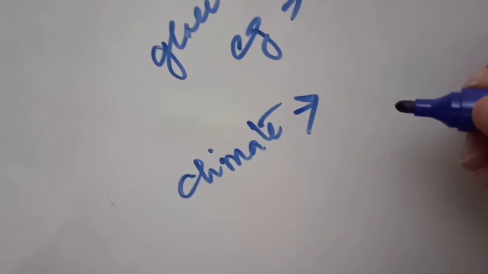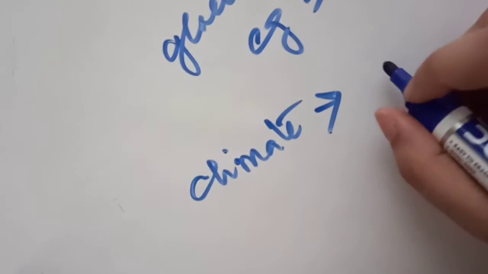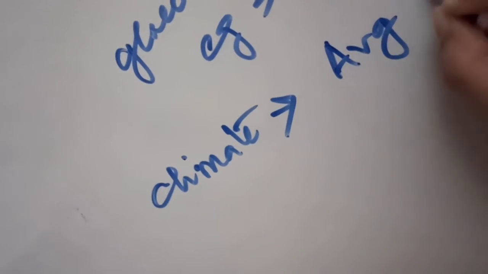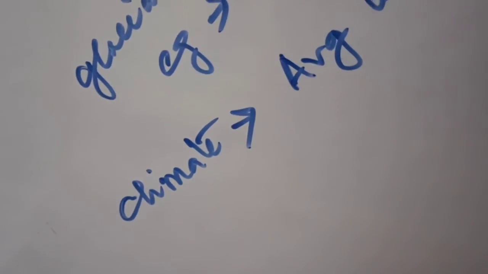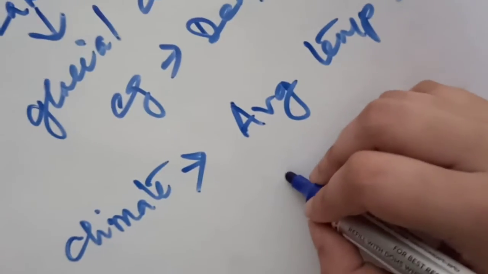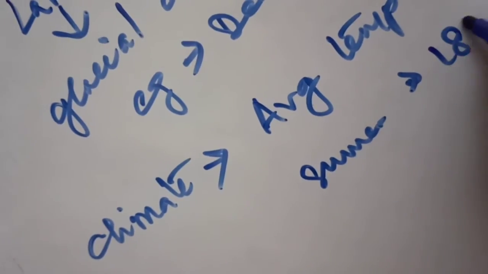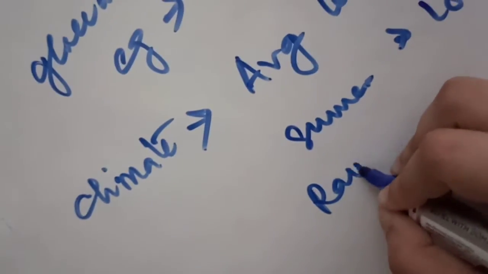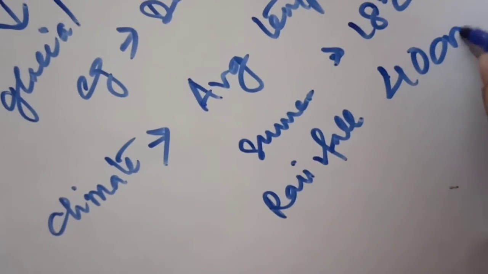So the climate of this region is of temperate type. Over here the average temperature during the winter is below the freezing point, say about -7 degrees Celsius, and during the summer time it is about 18 degrees Celsius. The total amount of rainfall this place receives is about 40 centimeters.